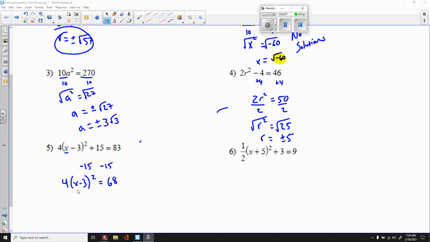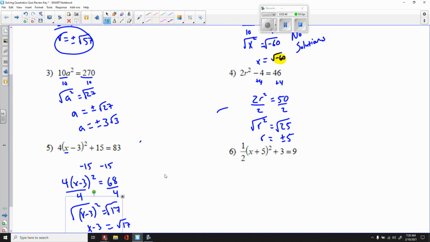All right, so now 4 is getting multiplied to everything. So I want to divide everything I have by 4. And 68 divided by 4 should be 17. Still, I don't have x by itself. But x is being squared, so I can take the square root to get x minus 3 is equal to the square root of 17.